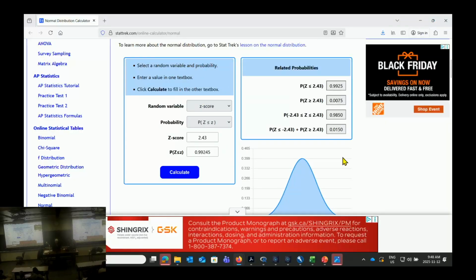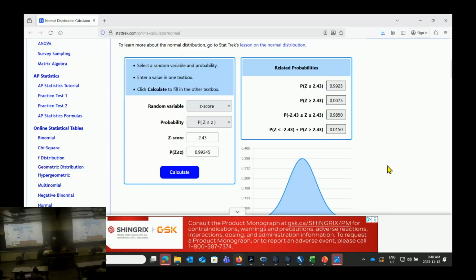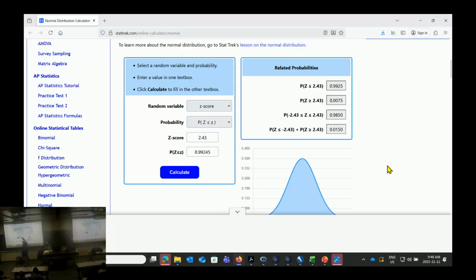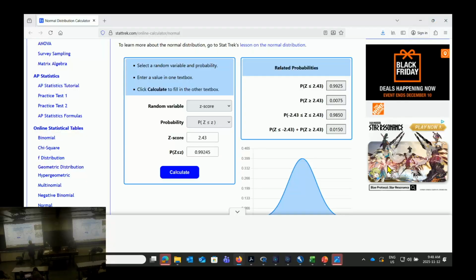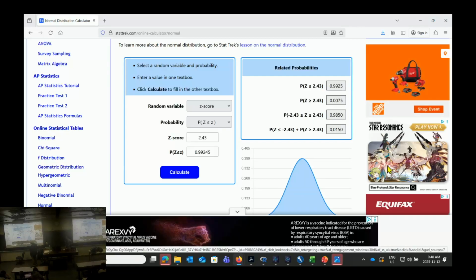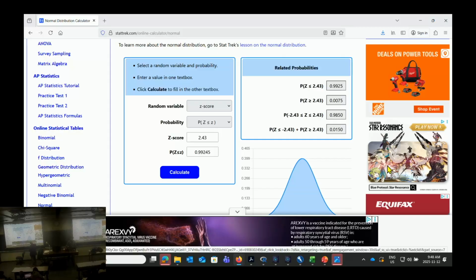But I'm trying to get it to calculate. So what it will give you here is the probability z is less than or equal to z. But it also gives you lots of other possibilities here. The first one being less than or equal to 2.43, but also greater than 2.43. Of course, the equality doesn't make any difference.